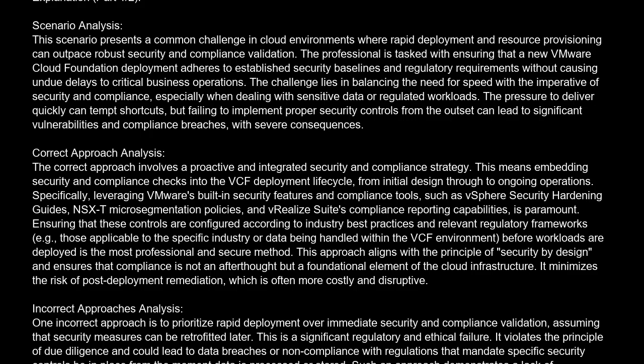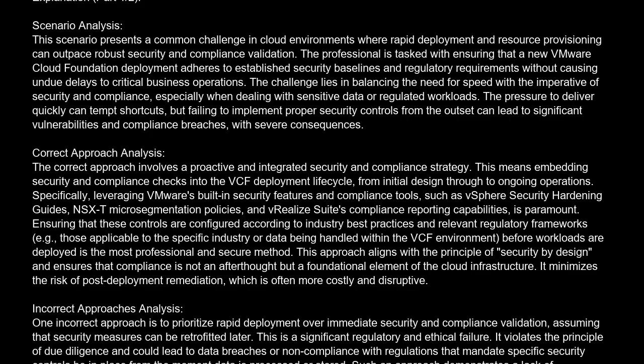Explanation. Scenario analysis. This scenario presents a common challenge in cloud environments where rapid deployment and resource provisioning can outpace robust security and compliance validation. The professional is tasked with ensuring that a new VMware Cloud Foundation deployment adheres to established security baselines and regulatory requirements without causing undue delays to critical business operations.